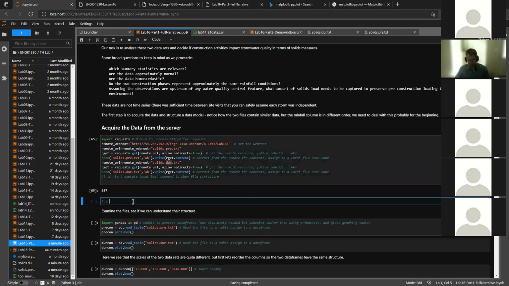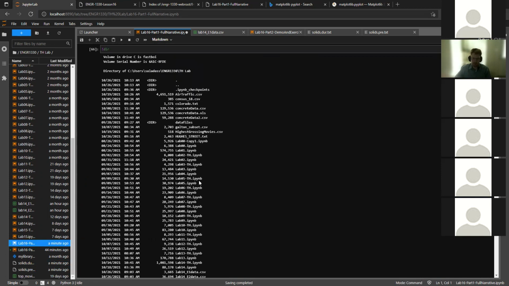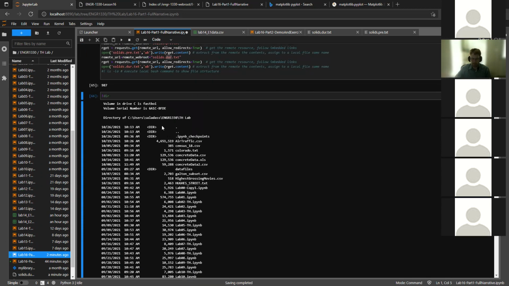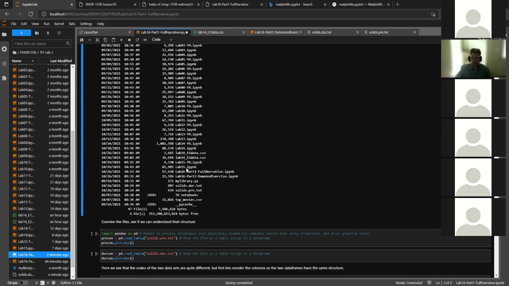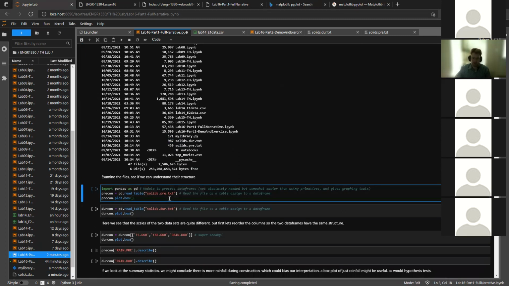And then we see I run dir. Now keep in mind, I have all the labs here. So it looks like a bunch of stuff, but we can see that solids during and solids pre are there. We see the size. I think ls -la only gives the name of the file. It's just there to see that we have it. So I don't think these numbers would show up, but it is interesting to note that one is much bigger. Okay. Let's examine the files and see if we can understand their structure.